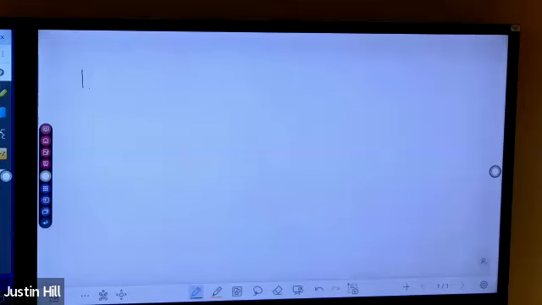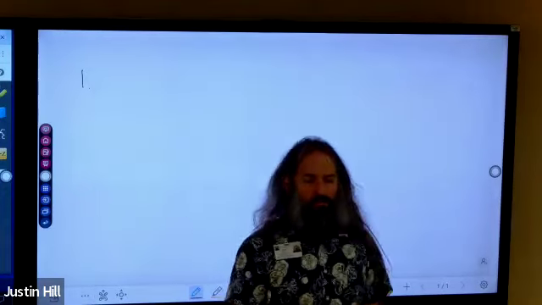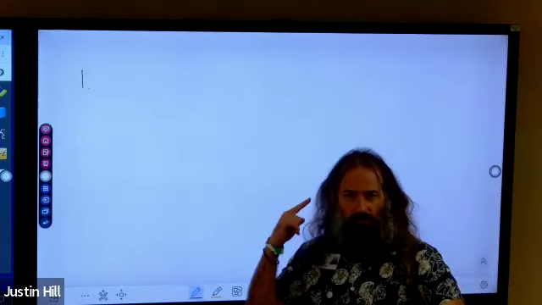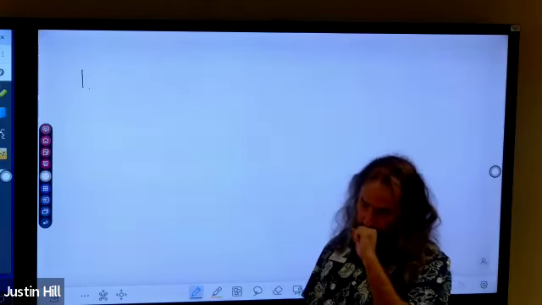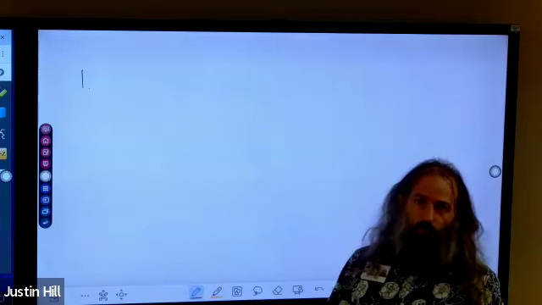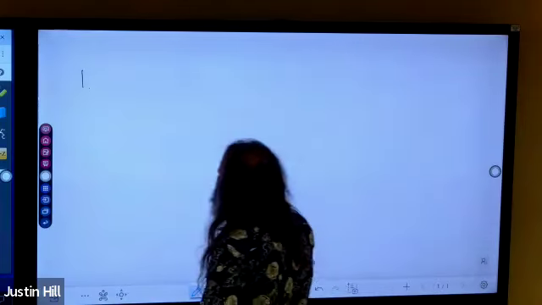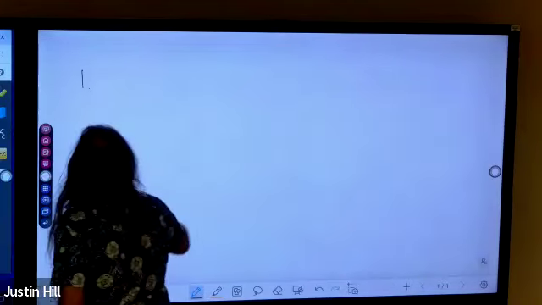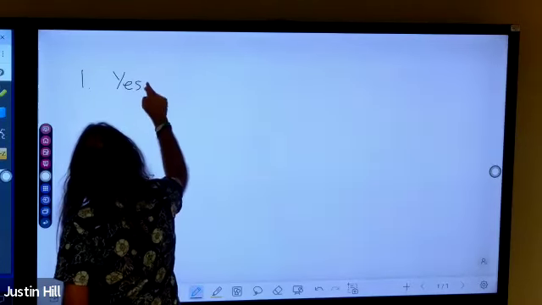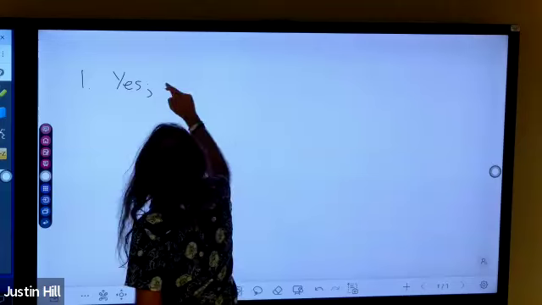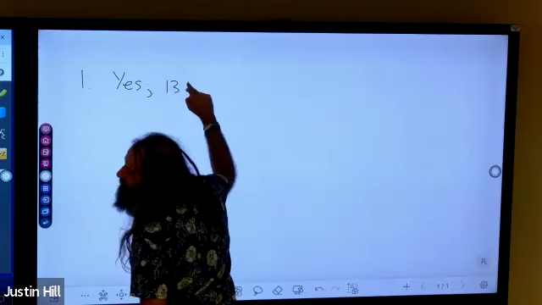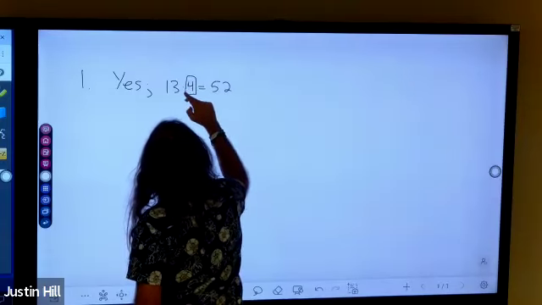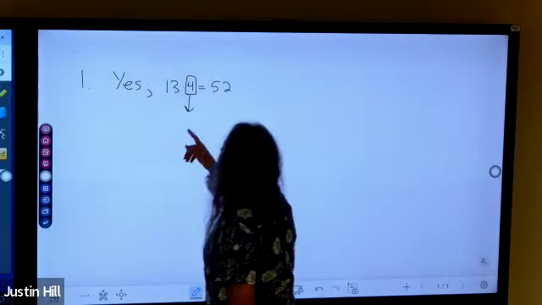So let's start with 1. The question was, is 52 divisible by 13? And you said, good, yes. It's obviously divisible, calculation-wise. But what shows that it is divisible? The reason is because 13 times 4 equals 52. And the key here is the 4, the fact that that's an integer.